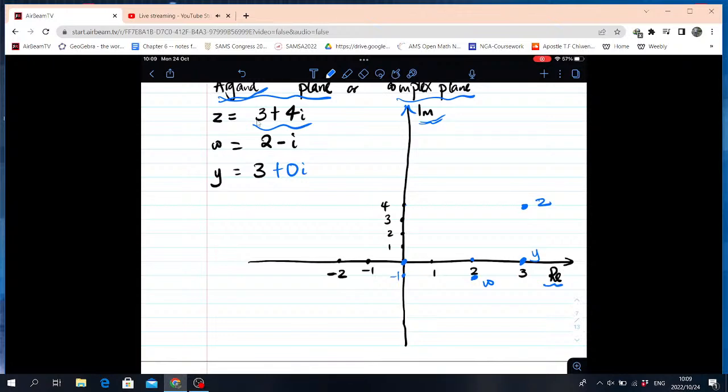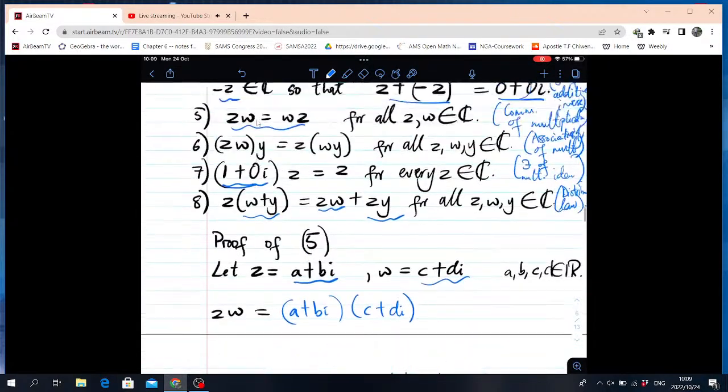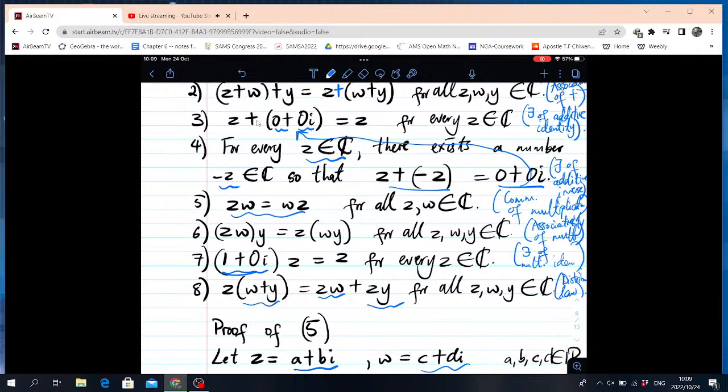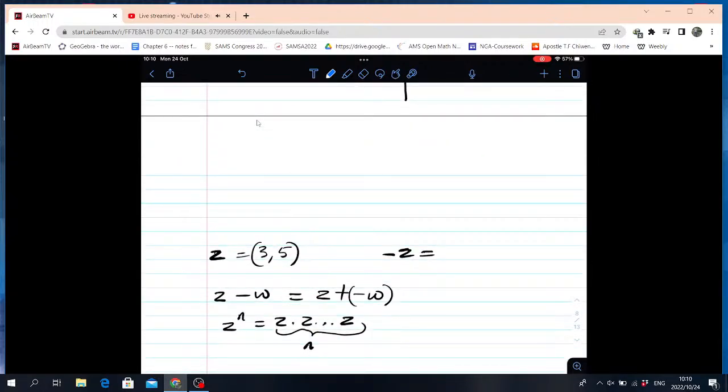Right. So let's go on to look at some notation. So if you've got Z, which is 3, 5, then we know that we've got this minus Z. So what is minus Z? It's a complex number such that if you add it to Z, you get the complex number 0 plus 0i, right? And then, so you've got Z, which is 3, 5 in this case, or let's put it as 3 plus 5i. Then minus Z, so let me remove that and put that.